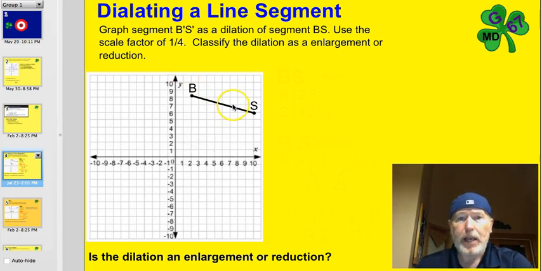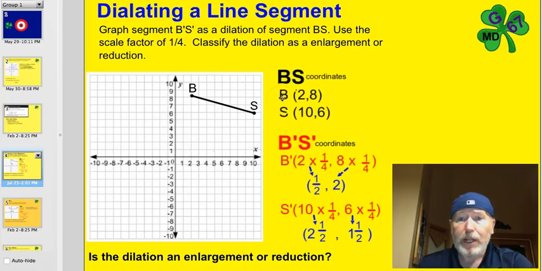We have BS. We have to use the scale factor of 1/4 to make a new dilation and then just classify it. So we're going to start off with looking at B and S. B's coordinates are 2, 8 and S's are 10, 6.